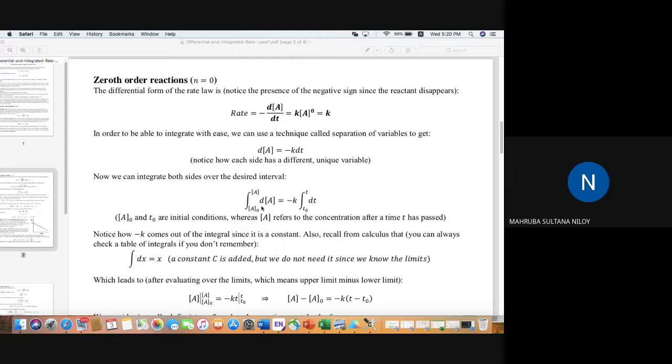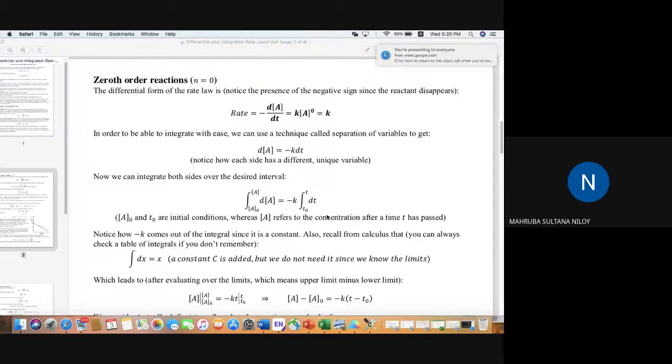For instance, here you can see the limit. Here you can see the limit as well. Okay. So with this value, you will put the upper limit and lower limit. Is it clear? Yes, sir.